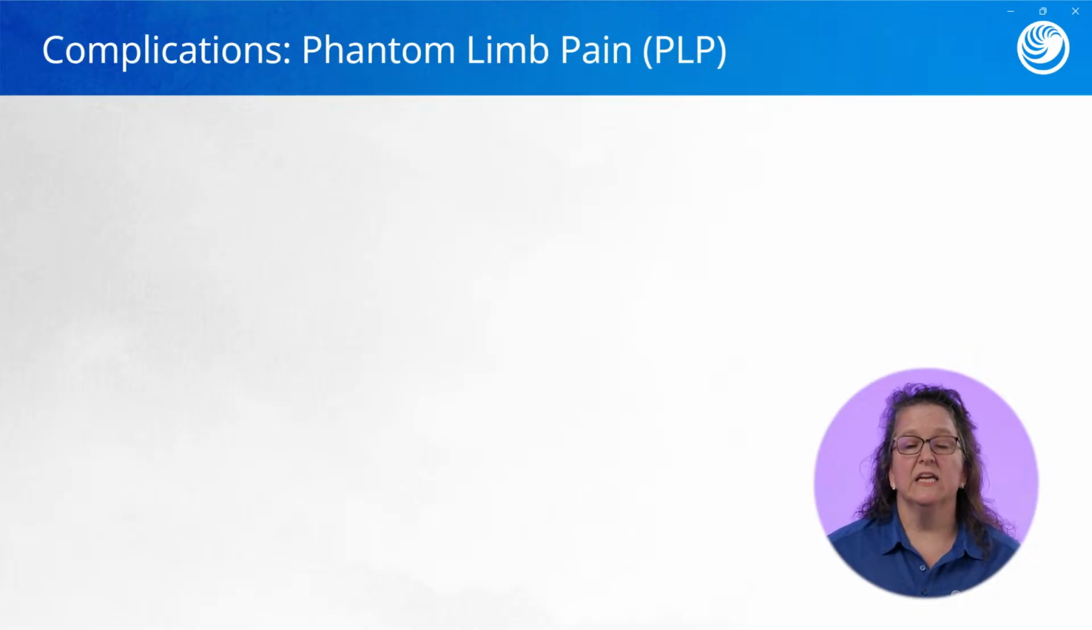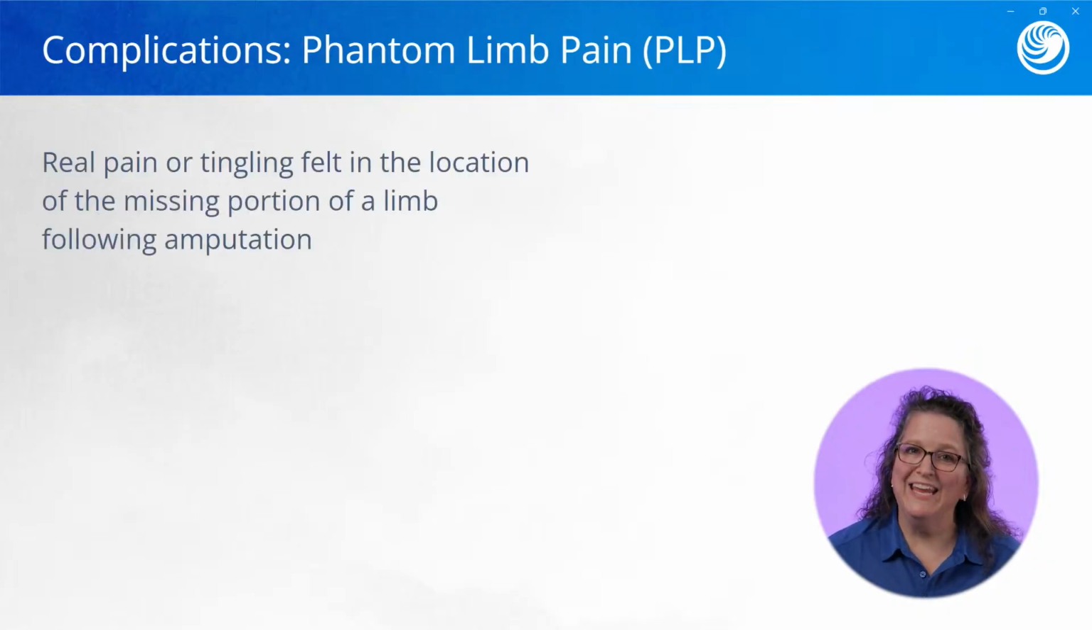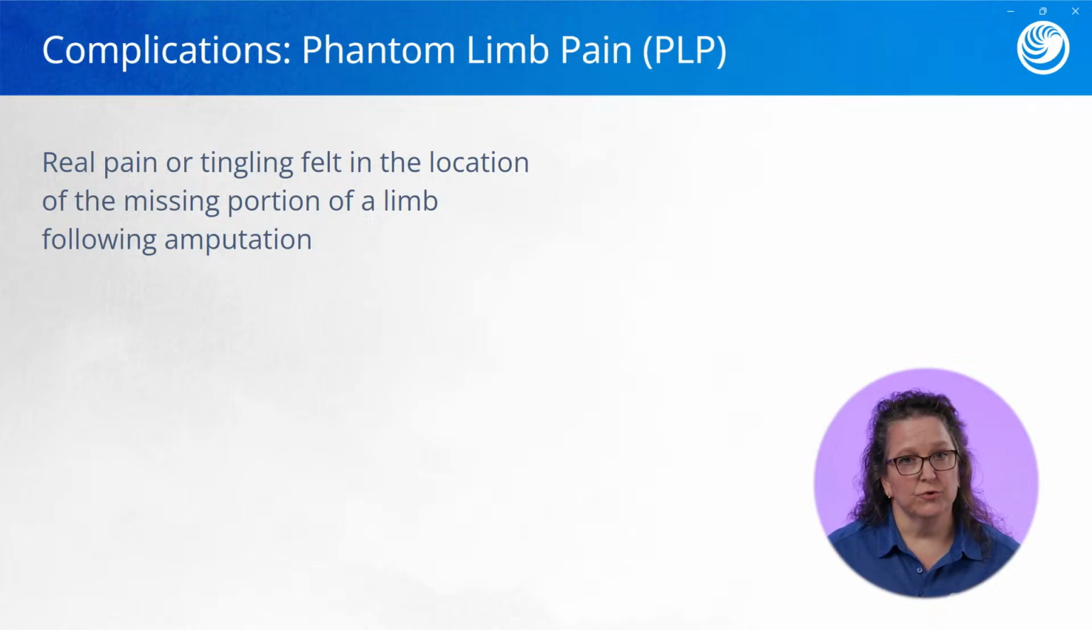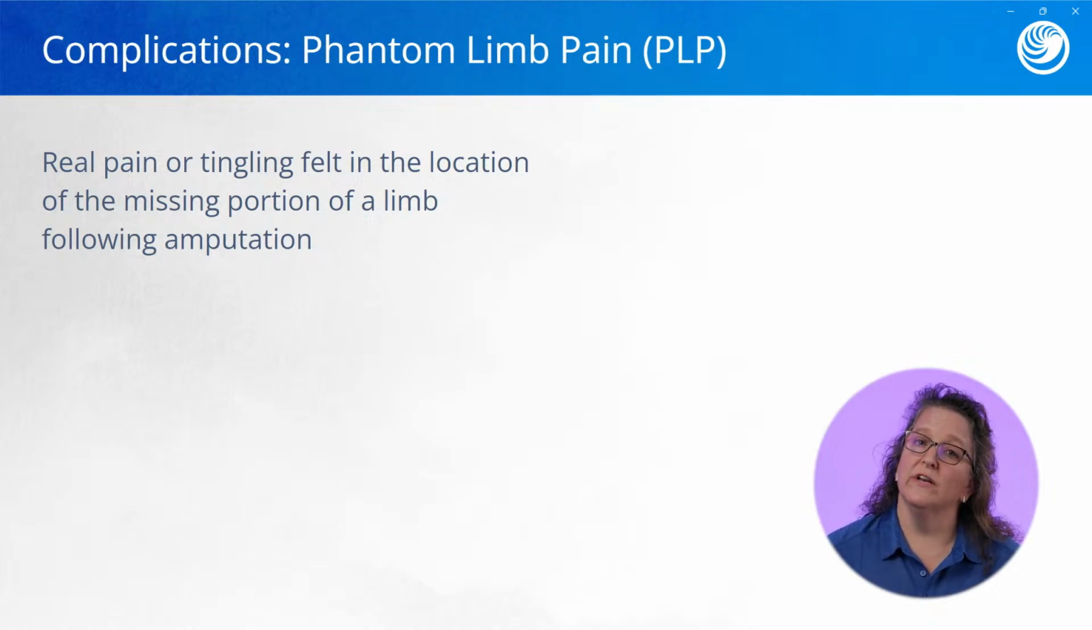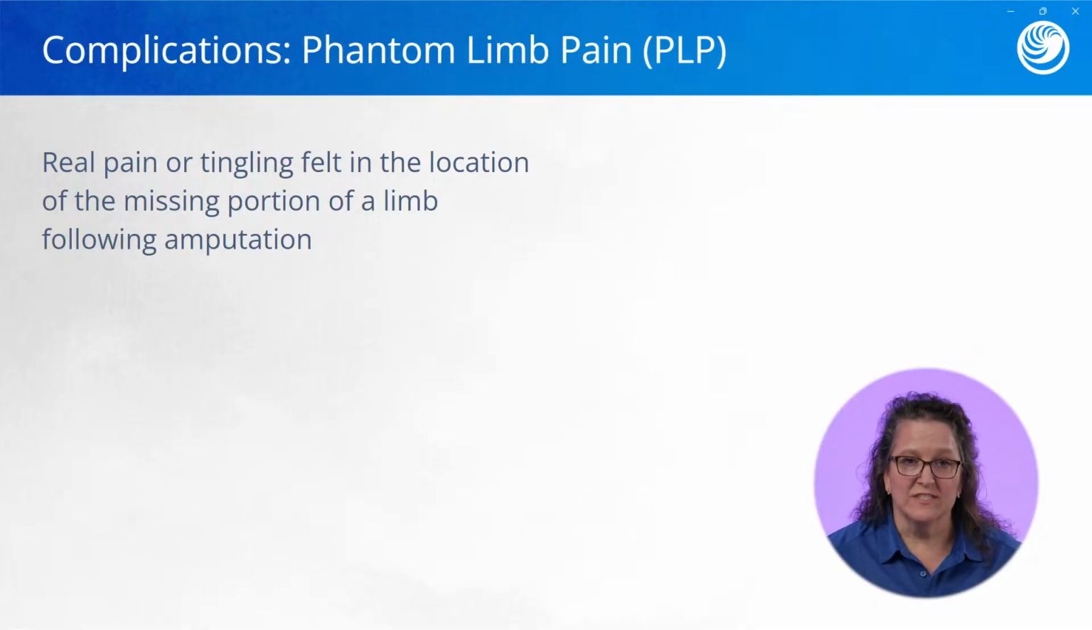Phantom limb pain is normally seen in clients who have chronic pain prior to the amputation. The client will feel real pain or tingling in the part of the limb that was amputated. It is believed that this is due to confusion with the spinal cord and brain and the nerve endings of the limb that was removed, at the area of the nerve that was cut and then the nerve that remains.